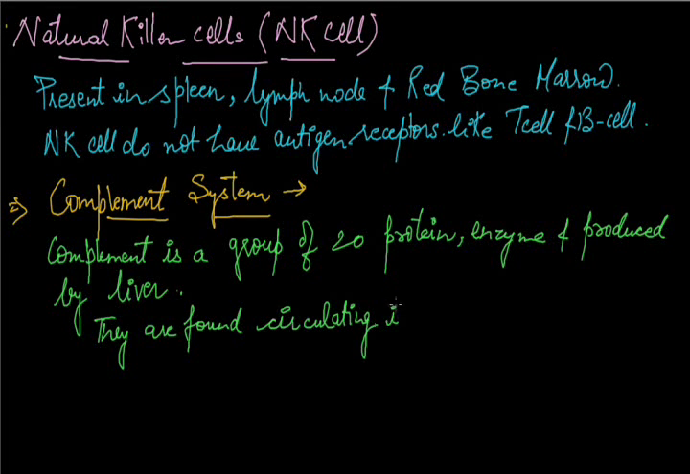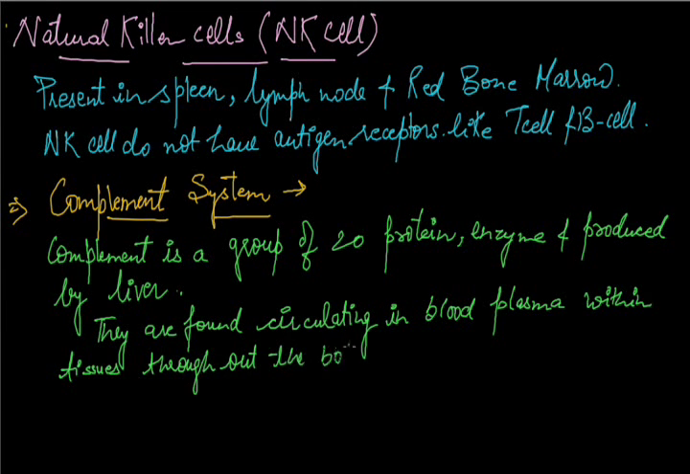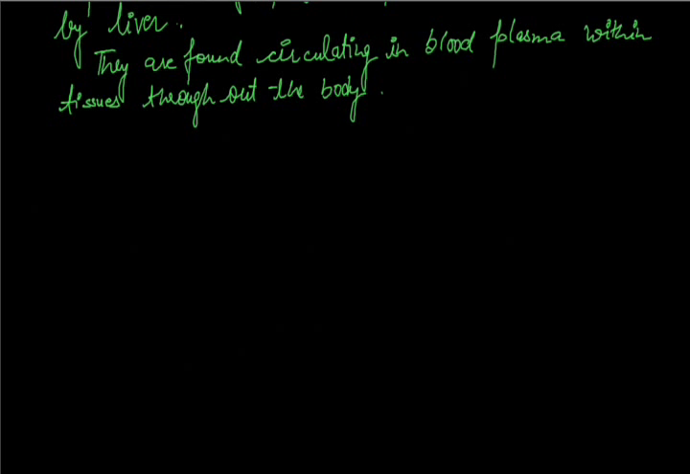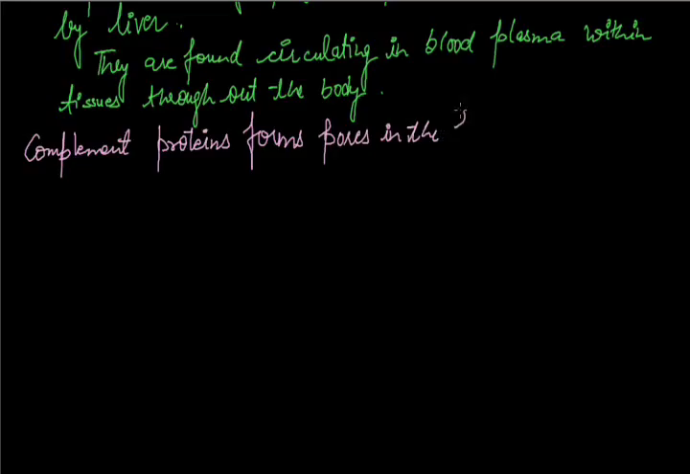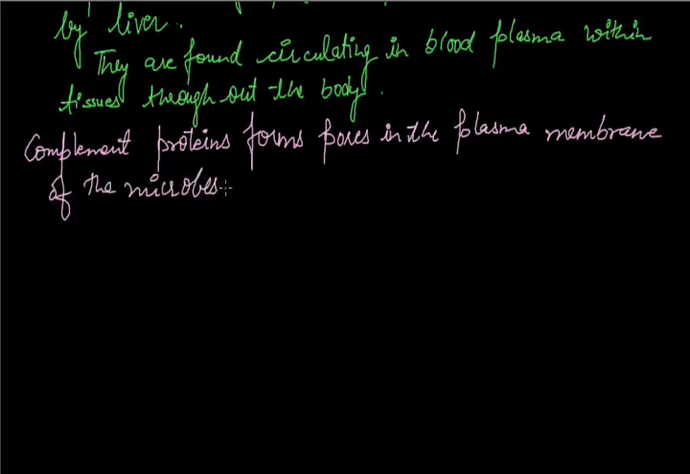Next, they are found circulating in blood plasma, within tissues, throughout the body. Now, how does the complement system work for the destruction of any foreign body or particle? The complement proteins form or create pores in the plasma membrane of the microbes. As the plasma membrane gets destroyed, the microbes die.